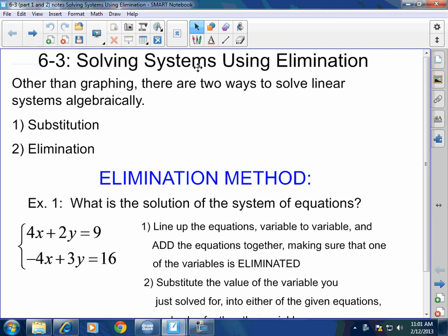Today we're going to be talking about 6-3, solving systems using elimination. So far, we already know how to work with the graphing method and the substitution method for solving linear systems. When we're solving a linear system by graphing, we're simply solving for y in y equals mx plus b form, and then we're graphing each equation individually, and the point at which they intersect is the solution to that system.